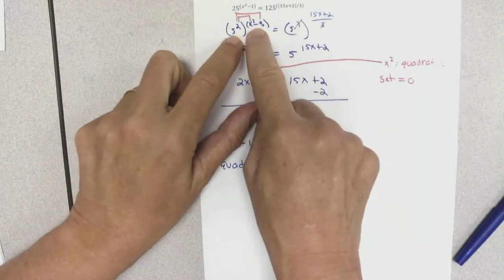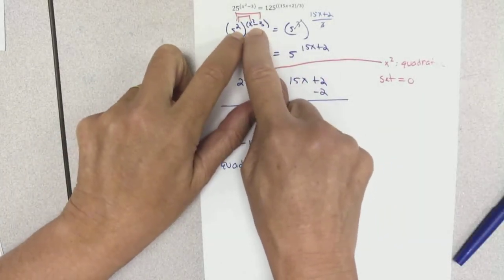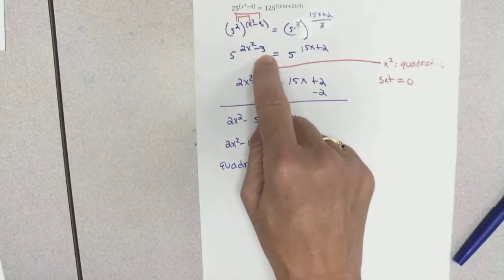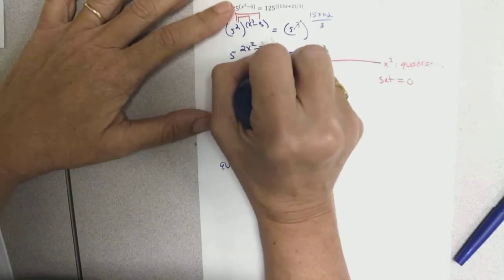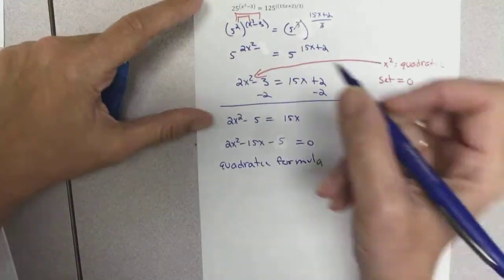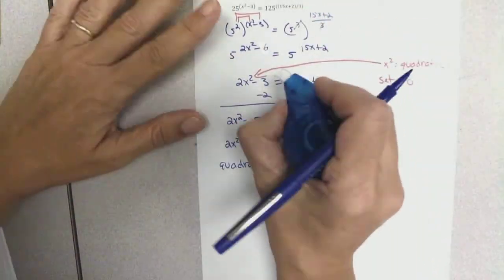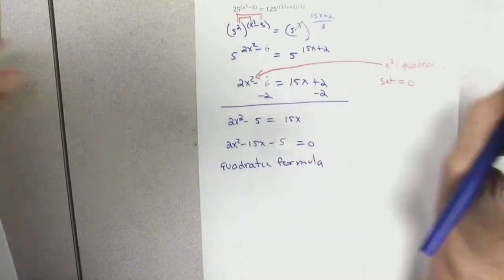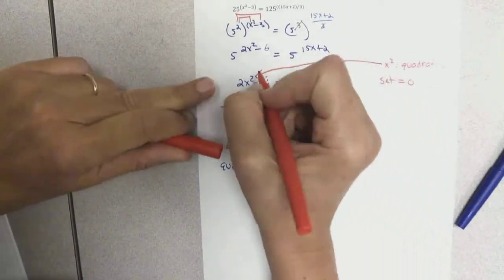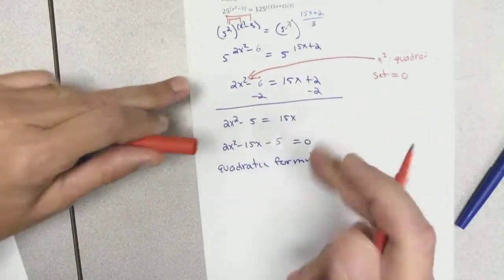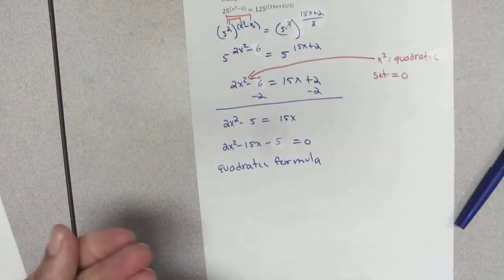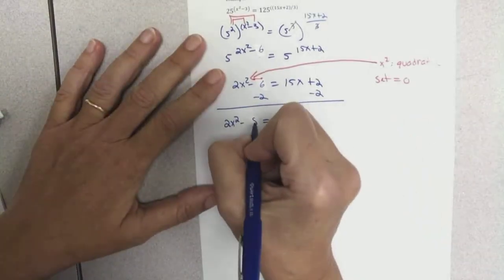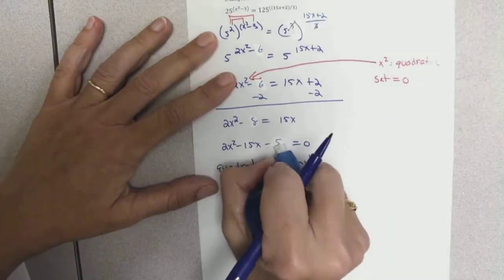Here's the mistake. I said, oh, we're going to distribute 2 times x squared, 2x squared, 2 times negative 3 is not negative 3, it's negative 6. So there's the mistake, and we will fix that. So this is supposed to be negative 6 here. And then I'm going to subtract 2 from both sides, and so then this is going to be negative 8. And negative 8.